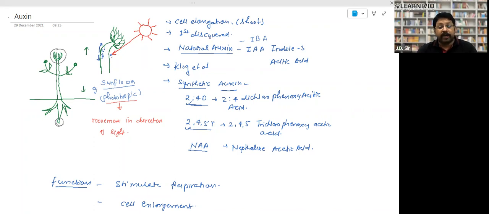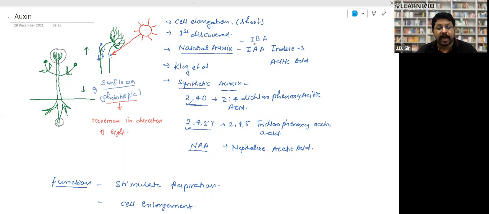This is very, very important. All these questions are very important. You have to just cram all these things. The first discovered auxin was indole butyric acid, IBA, right? Natural auxin, these both questions have been asked in NEET. Natural auxin, indole acetic acid. What is the chemical name of auxin? IAA, indole acetic acid. So the first discovered auxin was indole butyric acid.